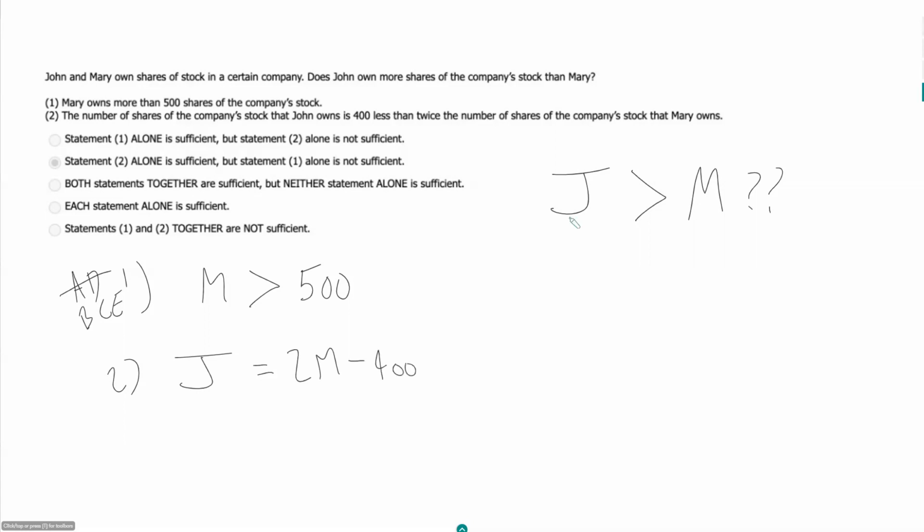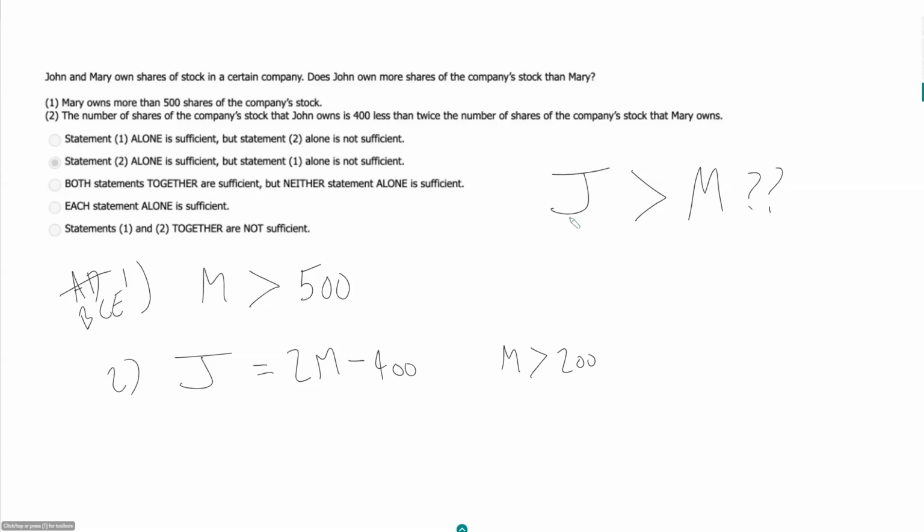So let's think about this for a little bit. One thing we know is neither John nor Mary can have negative stock. So if the lowest stock John could have is 1, they tell us they both own shares, so we can't have 0. So Mary has to be greater than 200. That means M is greater than 200.